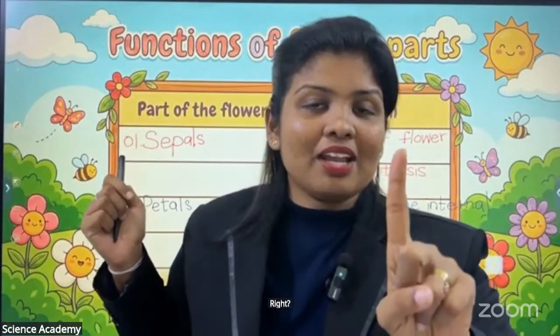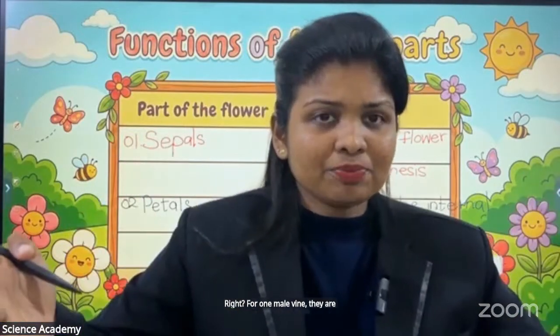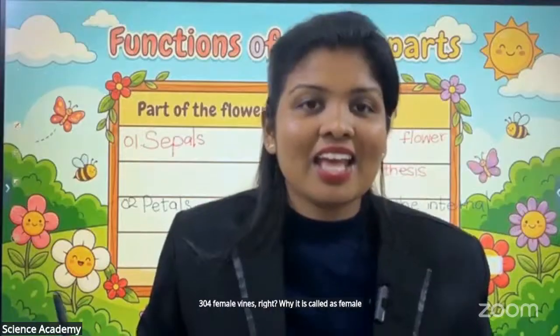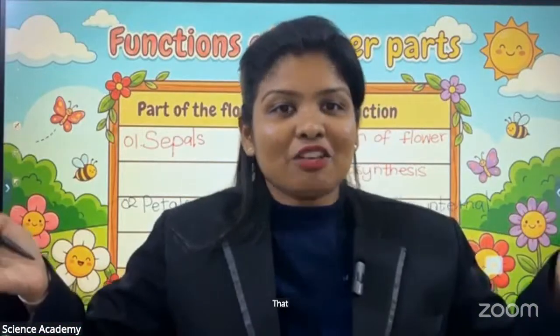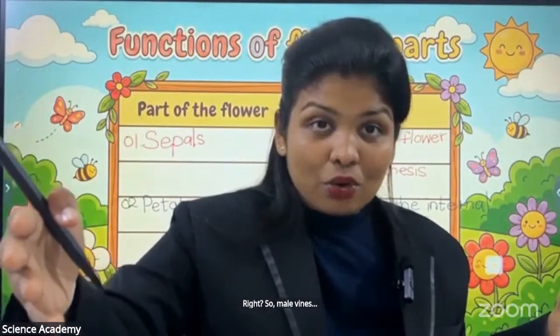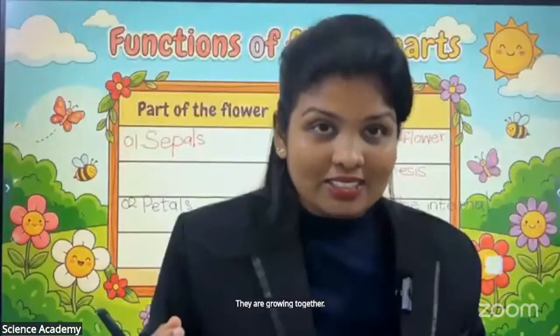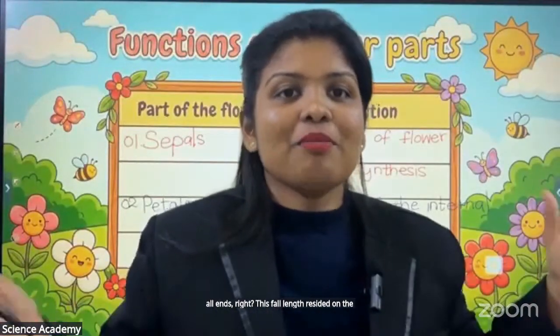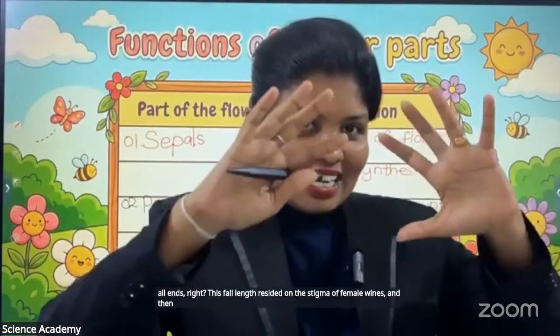For one male vine, they grow three or four female vines. Why is it called a female vine? Because the vine bears flowers that only have gynoecium. The male vines are grown to get the pollen. This pollen is deposited on the stigma of female vines, and then we can get fruit from the female vines.